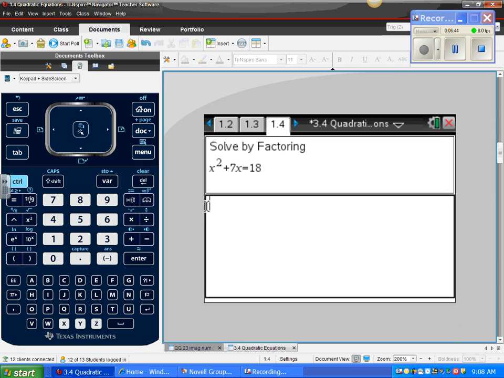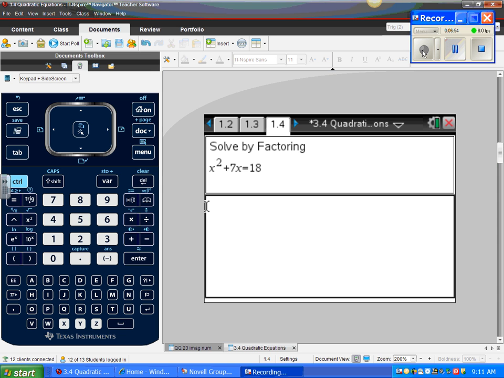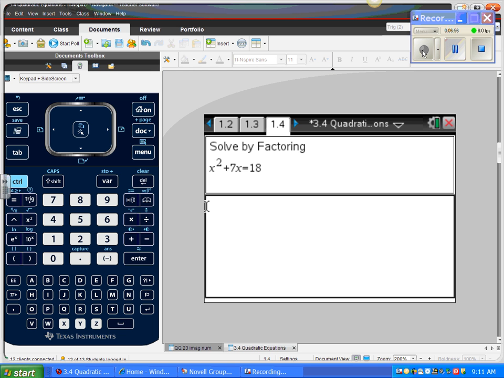Okay, so x squared plus 7x equals 18. Do I like the way it's set up? No. Okay, so I want you to go ahead and do this one. I'm going to pause and we'll go over it in a moment. Somebody walk me through it. What do we do? Subtract the 18. Excellent. Subtract the 18.